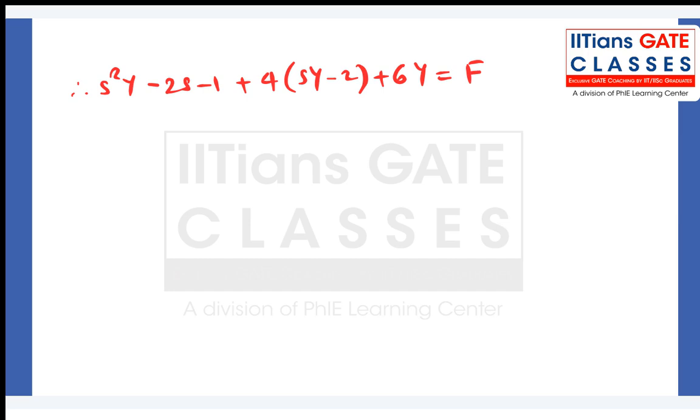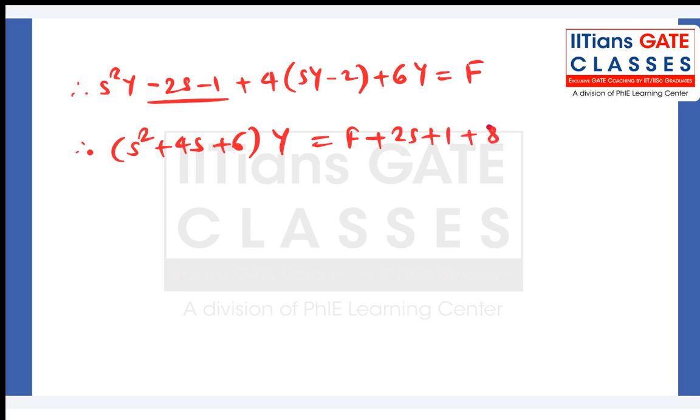And you are supposed to further simplify this. So you take the capital Y terms on one side from the LHS, and the remaining terms you put on the RHS. So s square is already there with Y, and there will be 4s also, and plus 6. This will be multiplied by capital Y, and then this will be F plus 2s plus 1. I am taking this term on the RHS, and minus 8 will also be there, so that will be plus 8 here.